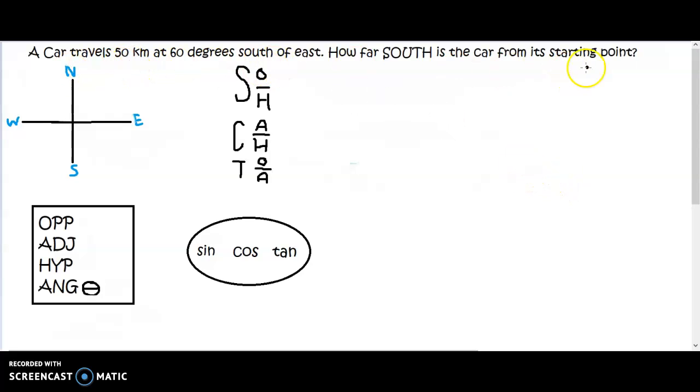This is the full tutorial, and I'm going to be talking a lot slower so it's a lot easier to understand and follow. So what we're going to do first is take a highlighter brush and look at our question here. A car travels 50 kilometers at 60 degrees south of east. How far south is the car from its starting point?